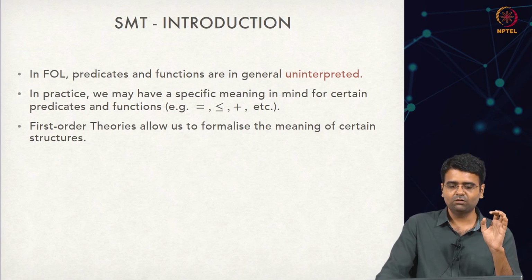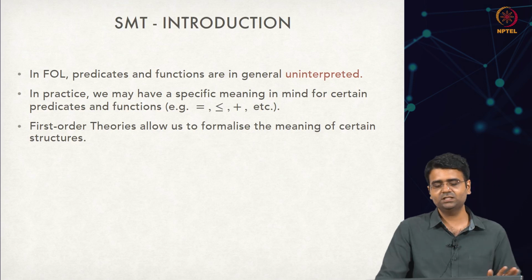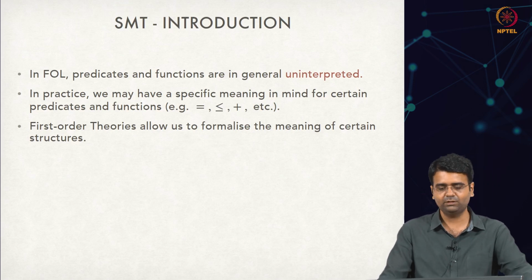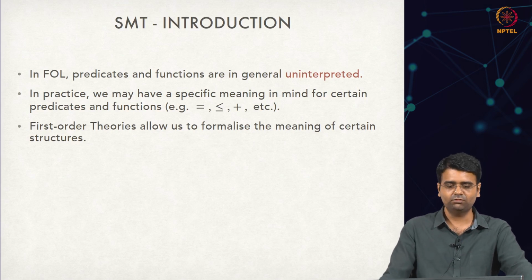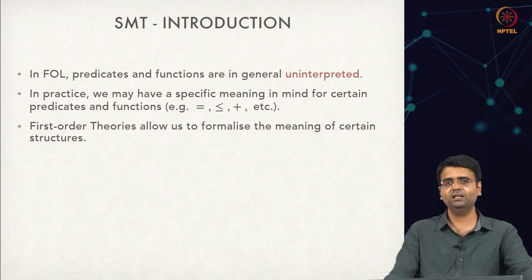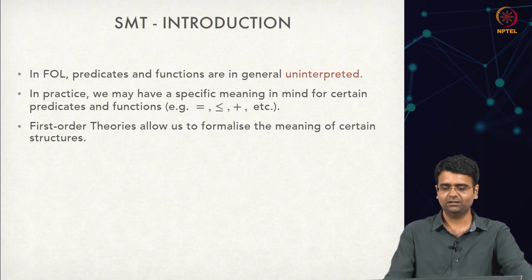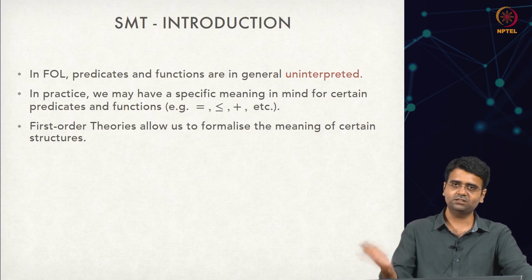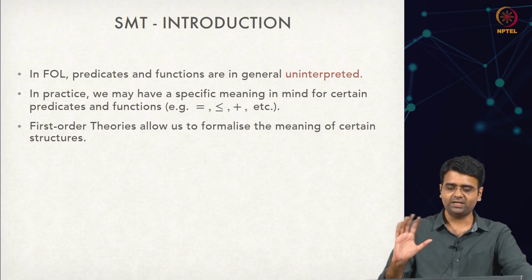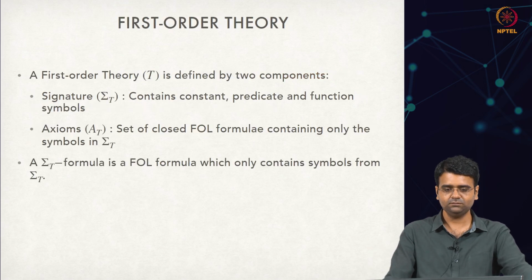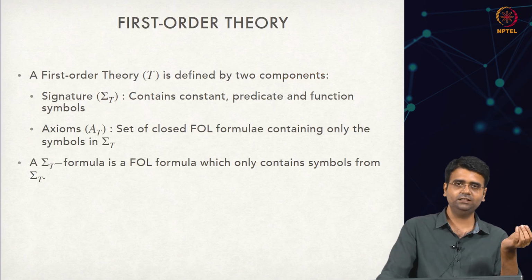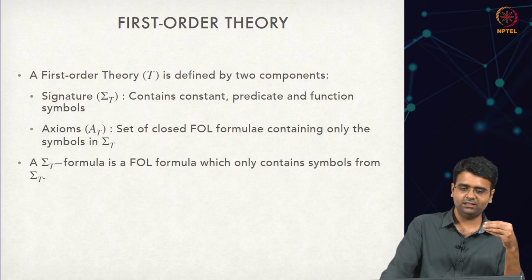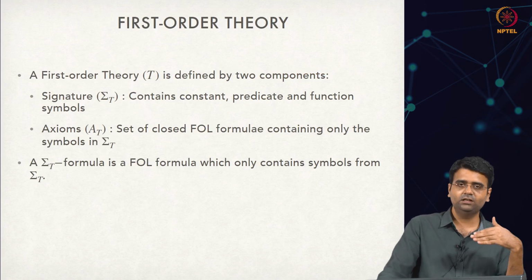So we want to give a specific meaning to these symbols, and we can give a specific meaning, which means we can fix an interpretation using the notion of a first order theory. So first order theory allows us to formalize the meaning of certain structures for which we have a specific meaning in mind. So first, let us look at a general definition of a first order theory, and then we will see specific instances of, for example, the theory of equality, the theory of integers, and so on.